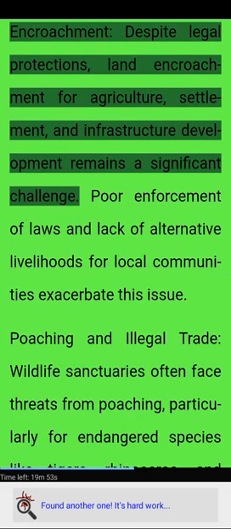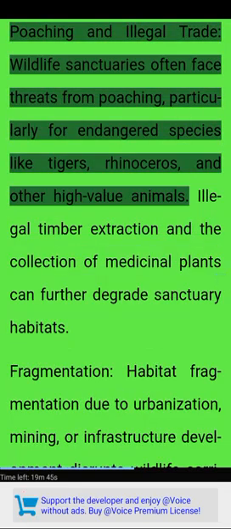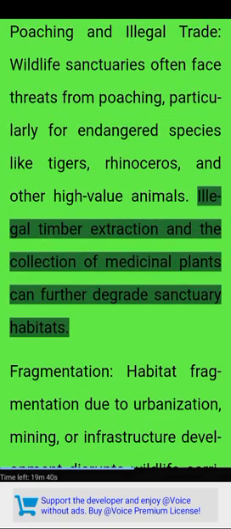Encroachment. Despite legal protections, land encroachment for agriculture, settlement, and infrastructure development remains a significant challenge. Poor enforcement of laws and lack of alternative livelihoods for local communities exacerbate this issue. Poaching and illegal trade. Wildlife sanctuaries often face threats from poaching, particularly for endangered species like tigers, rhinoceros, and other high-value animals. Illegal timber extraction and the collection of medicinal plants can further degrade sanctuary habitats.